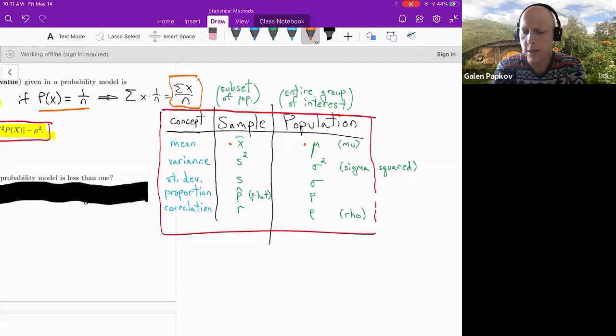Eventually, we're going to get to P hat and P. P hat is your sample proportion, and P is the population proportion. And little r is your sample correlation, and rho, RHO, it kind of looks like an E in the bottom right here. That is your population correlation. The bottom two we'll get to a little later in the course, but for now you'll see these top three pretty often.